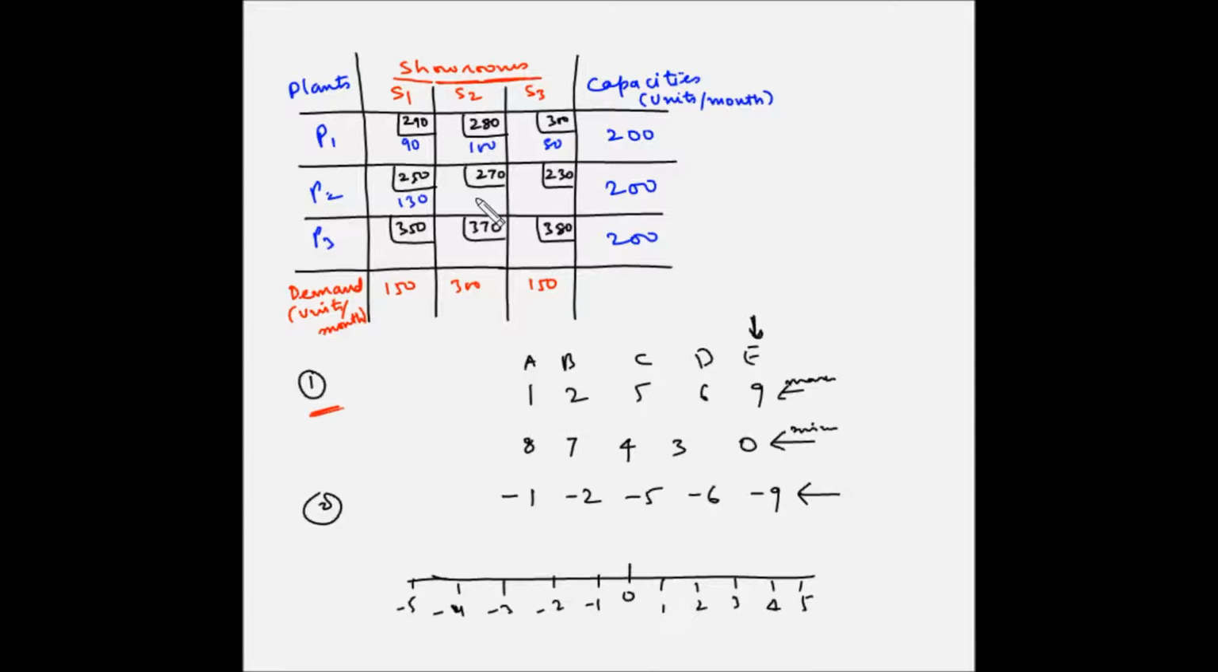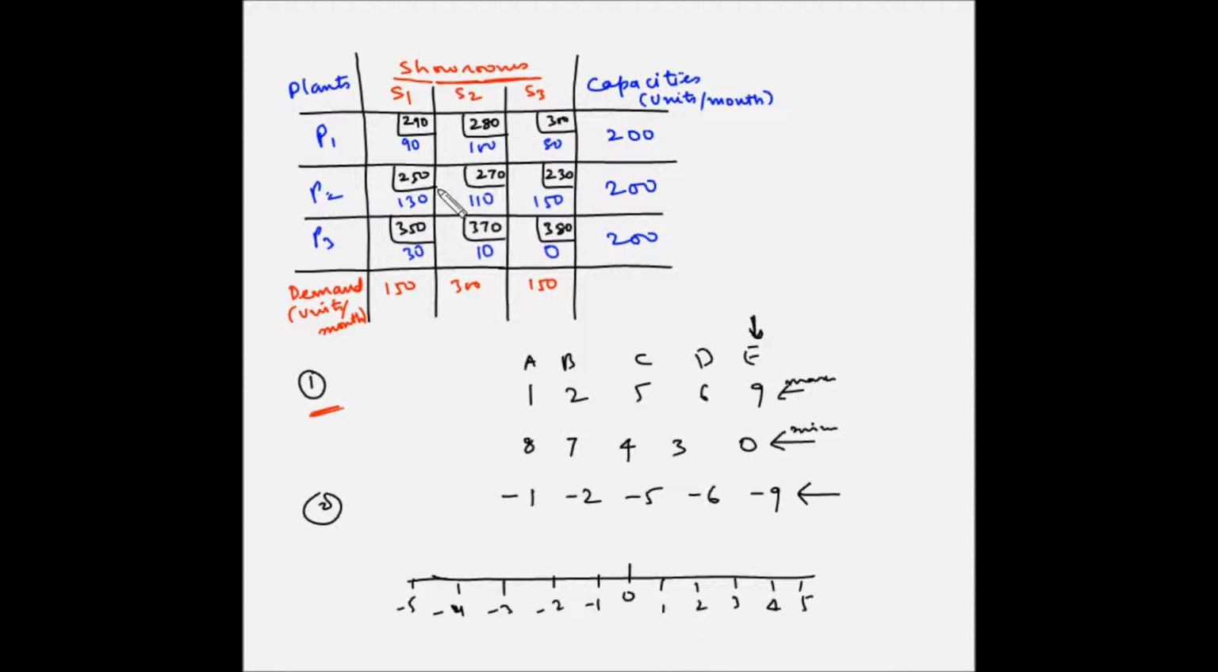380 minus 270 is 110. 380 minus 230 is 150. 380 minus 350 is 30. 380 minus 370 is 10. And 380 minus 380 is 0. So as you can see, the lowest number, which was 230, is now having the highest value of 150, and the highest number, which was 380, is now having the lowest value of 0. So we can now solve this with a minimization objective.